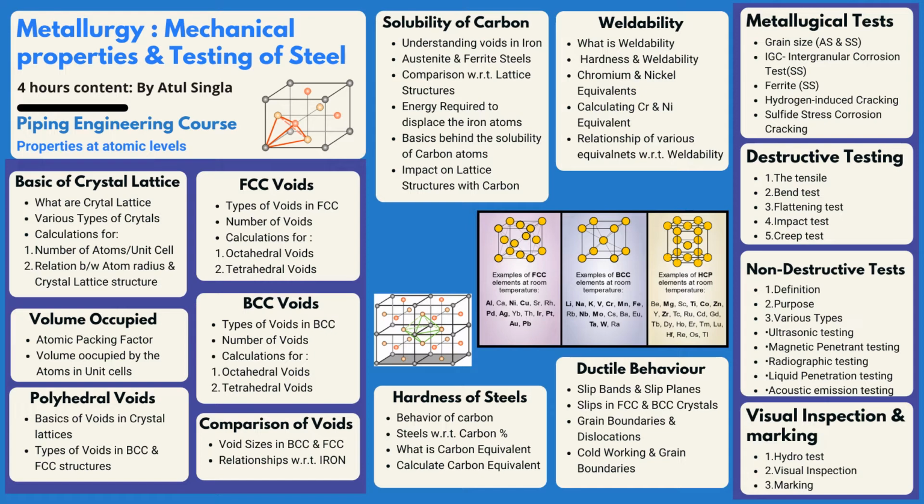Then we'll look into the different types of voids. We'll go a little bit deeper here so that we can understand how the austenitic and ferritic steels are different from each other. We'll look into each and every aspect at atomic level so that we can compare what kind of steels we are using in process industry and why we are using those things.